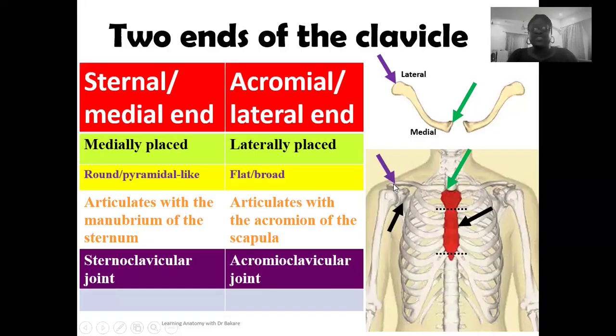But if you go more laterally, the acromial end will create the acromioclavicular joint, which is a joint that connects the acromion with the clavicle. And this is where we have this joint created at this lateral region. Remember, in this lateral region, we have the acromial end of the clavicle connecting with the acromion of the scapula. So these are the differences as I highlighted here in this slide.